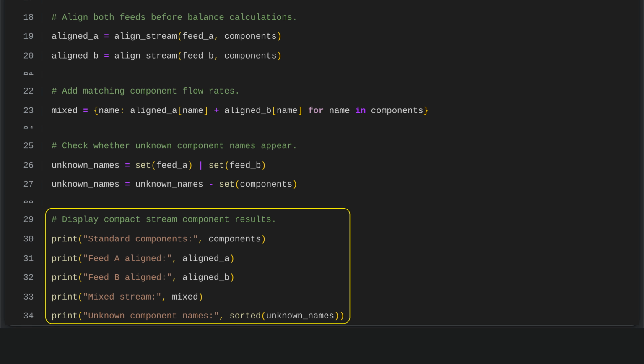The process first shows the standard component list, including water, sucrose, ethanol, and carbon dioxide, to establish a common reference. Feed A and Feed B are then aligned to this list so their components can be compared consistently. The mix stream combines matching component flow rates from both feeds, and any component names not found in the standard list are reported in sorted order to reveal possible discrepancies.